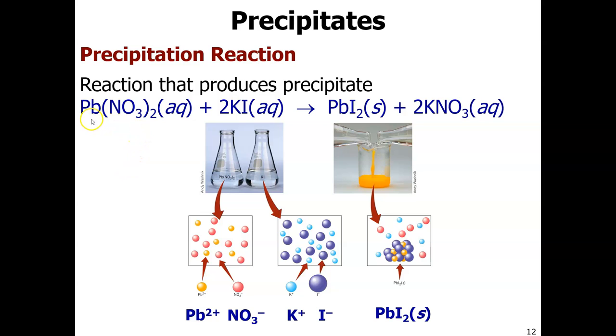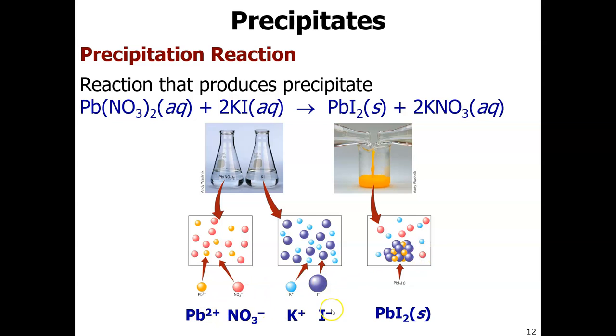And here's one looking at lead nitrate. AQ means that it's in the aqueous form, so it's in solution. You can see that lead nitrate in this beaker here is soluble. It's just a clear liquid. And 2 units of potassium iodide, also aqueous, which means it's in solution. And that reacts to form lead iodide, which is a solid. As these are poured together, you can see this turns into a yellow liquid, and that lead iodide is the solid compound, and then 2 units of potassium nitrate, which is in the aqueous form. So this is just still floating around in solution.